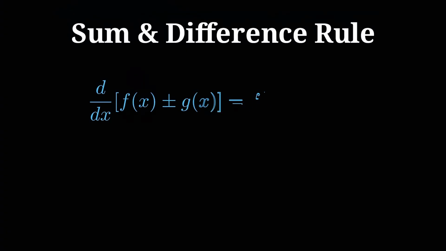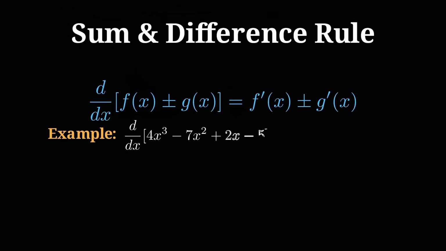These two rules work together constantly when differentiating polynomials. The sum and difference rule: the derivative of a sum is the sum of the derivatives. You can differentiate each term separately. This is what makes polynomials so easy. Just apply the power rule term by term.